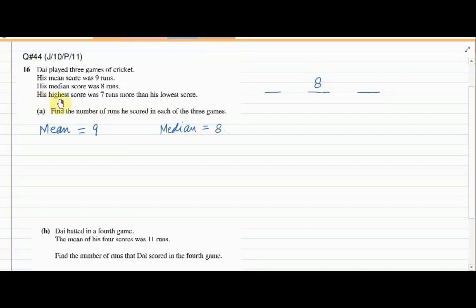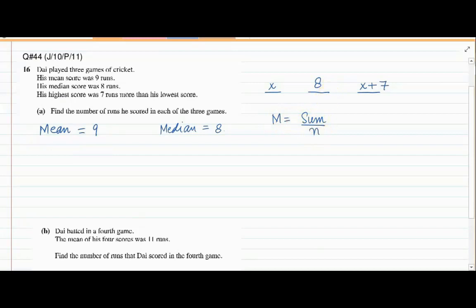Now we need to interpret this expression. His highest score was 7 runs more than his lowest score. Now if I say that the lowest score is X, the highest score should be 7 runs more, that means it will be X plus 7, right? Till now we have extracted 80% of the data. Now we need to use that data in mean form. Now what is the mean of ungrouped data? Mean says sum divided by number of observations, right?